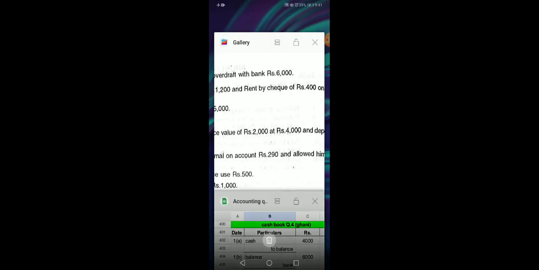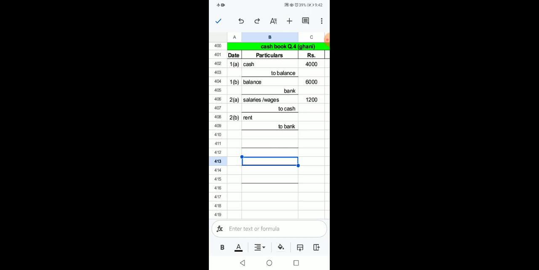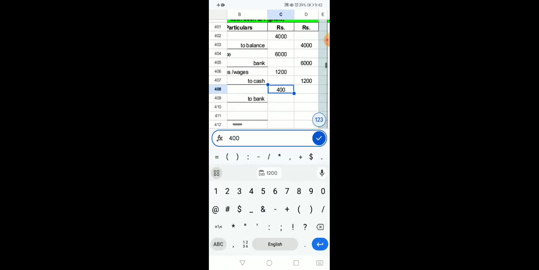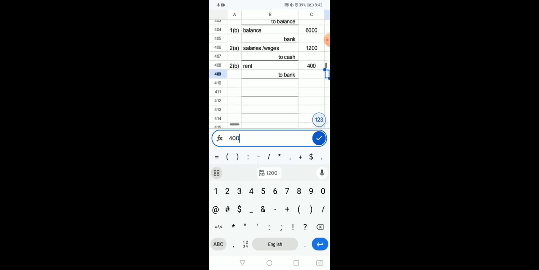So you will name rent on your debit side. Now let's see what was the amount of rent, and that is 400. So you are going to write 400 on debit side, and same amount you will be posting on credit side. This way 2b is completed. This is your second entry, and it was having two parts, and both parts you have journalized: paid salaries and rent by check.